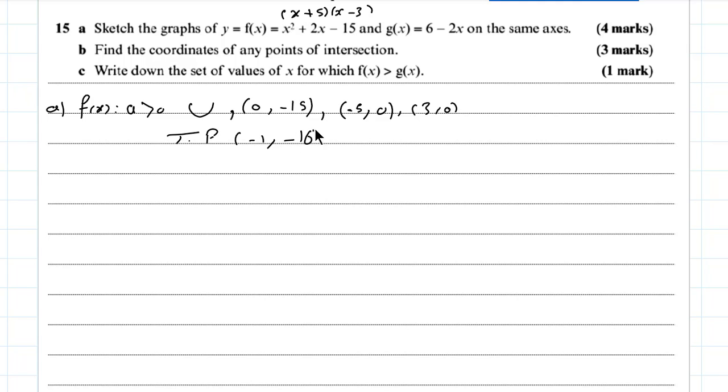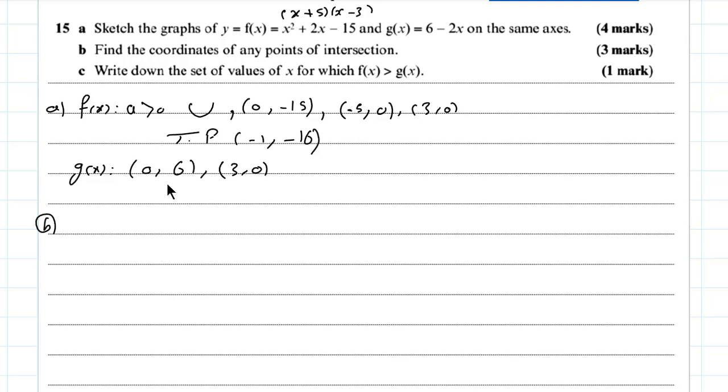Okay, for the g of x, which is the line, we have here 6 minus 2x. To get the y-intercept, put x equals 0, and of course y is 6. And if we solve this equation to be 0, 6 equals 2x, so x equals 3 and 0. Okay. Also, to solve b is useful for the sketching, to know the point of intersection. To get the coordinates of the point of intersection, we can equate the two functions together.